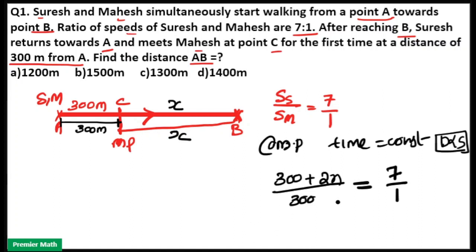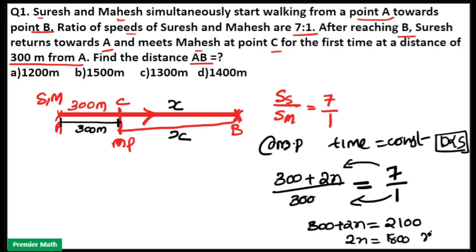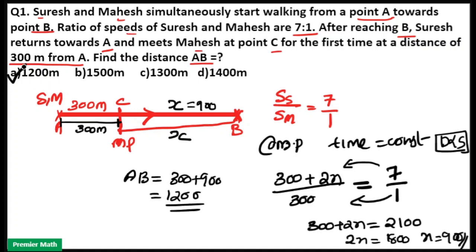So here 1 part is equal to 300 meters, then 7 parts is equal to 7 into 300, that is 2100. So 300 plus 2x is equal to 2100. That means 2x is equal to 1800 and x is equal to 900. So here x is equal to 900 means AB is equal to 300 plus 900, that is 1200. So option A is your answer.